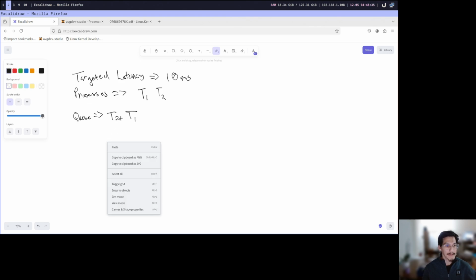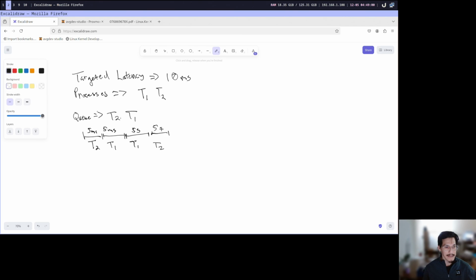If we're going by completely fair scheduler, in order to process this entire queue, T2 has to run for 5 milliseconds, and then T1 has to run for 5 milliseconds, and then again, maybe T1 gets 5 milliseconds, and then T2 gets 5 milliseconds. Round robin, I don't know. So here is that targeted latency. Everything must run.